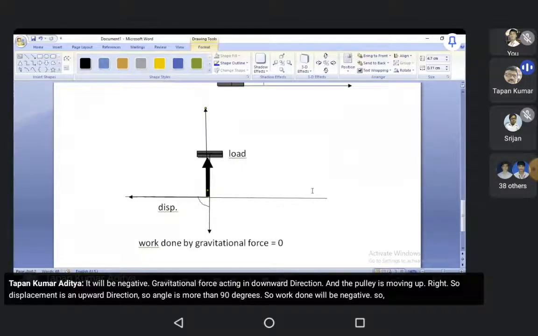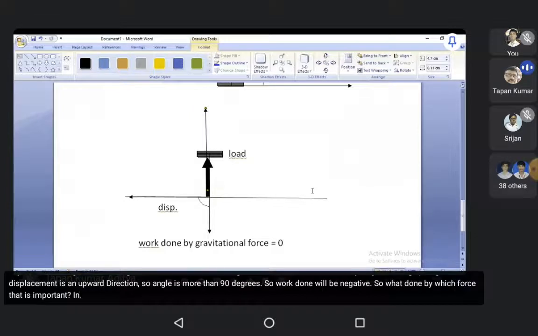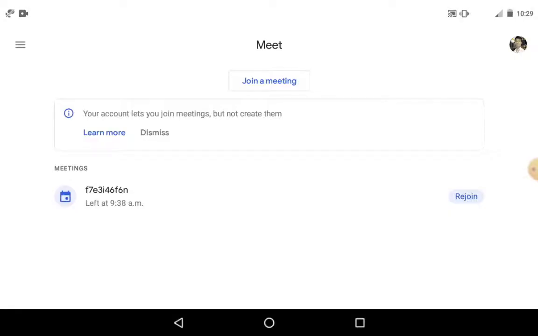So work done by which force, that is important. In the same example, so many forces may act, but work done may be different for the different forces. I hope this is clear.